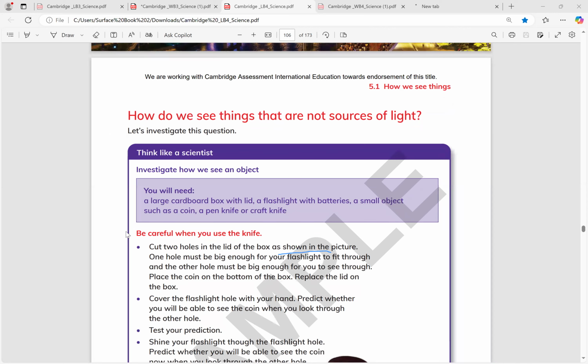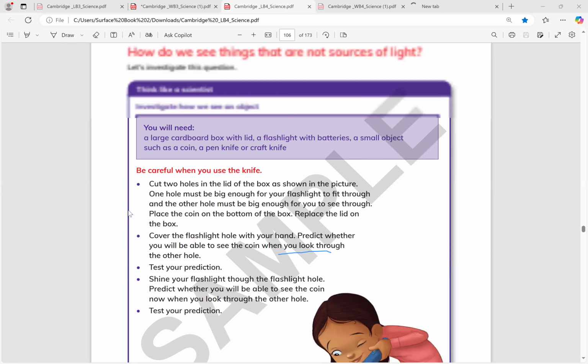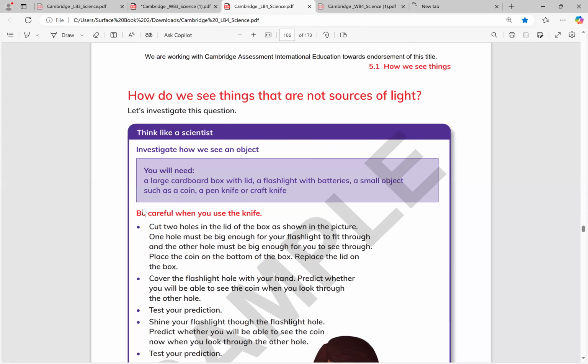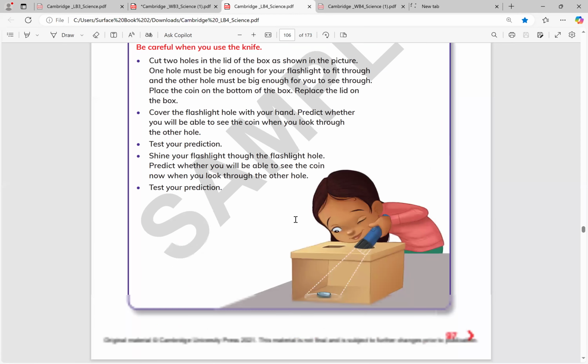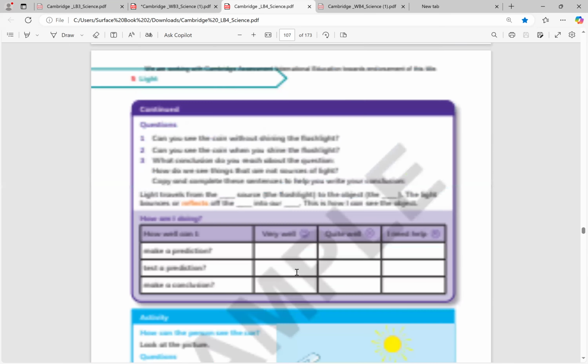Now, how do we know something is a source of light? How can we see things that are not sources of light? We could use something like a flashlight. A flashlight creates its own photons and lets us see what is inside. For example, normally you cannot see what is inside this box, but because of the flashlight, now we can see there is a coin. So light is really important for us to see.